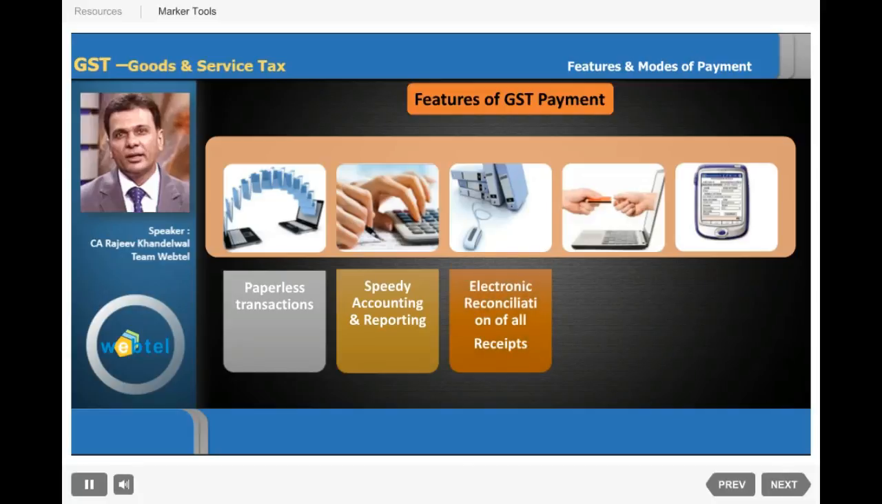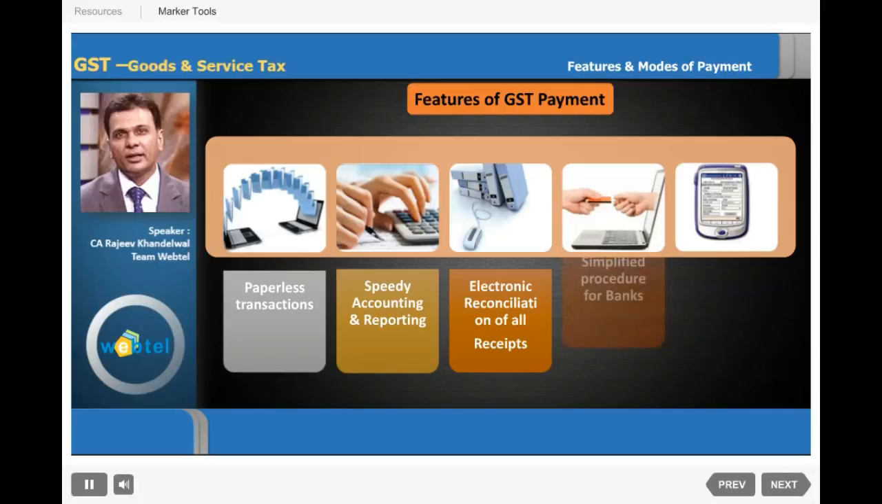Because under GST, payments will be made for central taxes, for state taxes. So that is why the reconciliation will be very important, because in service tax we just had one tax and that belonged to the central government. But now we are talking about GST, in which CGST will be there, IGST will be there, and the state government's SGST will be there. So a proper reconciliation is also very important.